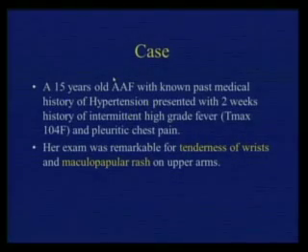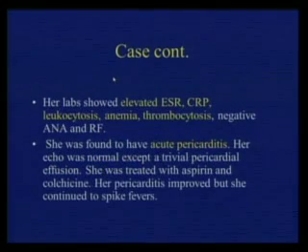I'm going to start with a case. This is a case that I saw 3 years ago. A 15-year-old African American female with known past medical history of hypertension presented with a 2-week history of intermittent high-grade fever, Tmax of 104, and pleuritic chest pain. Her exam was remarkable for tenderness of the wrist and a maculopapular rash on the upper arms.